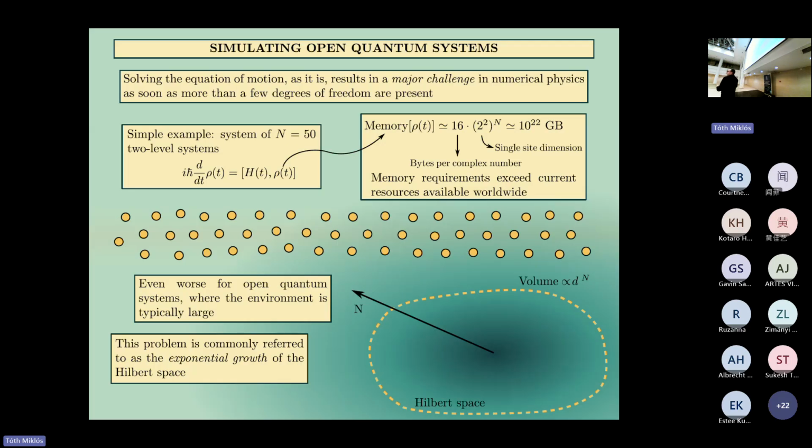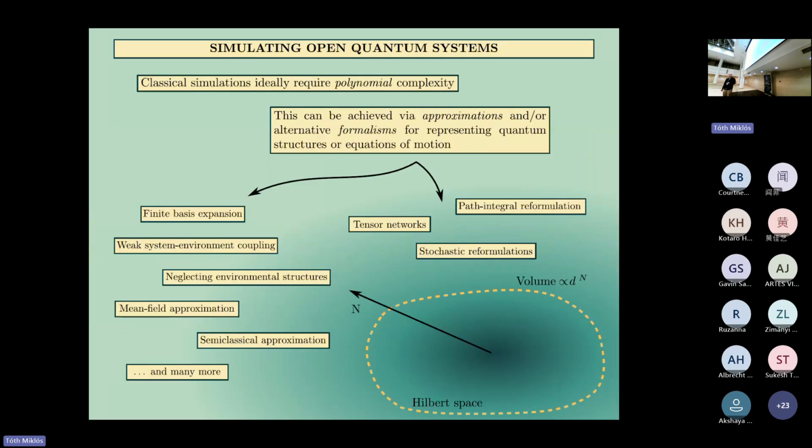So the size of the density matrix that we use to describe the system for this equation as it is will be 2 to the 2 to the n. And if we want to store this density matrix on a computer, each of these entries will be a complex number, which will be 16 bytes. So only to store the state of this system of 50 particles that are only two-level systems, we would need 10 to the 22 gigabytes, which is far beyond the computational resources that we have on the planet. And this is commonly referred to as the exponential growth problem of the Hilbert space. And this is even worse for open quantum systems where the environment is typically large.